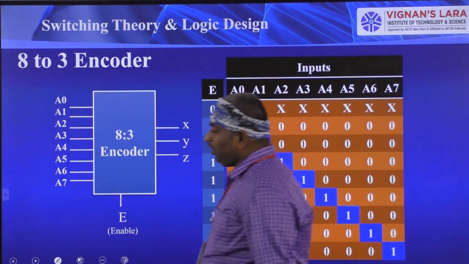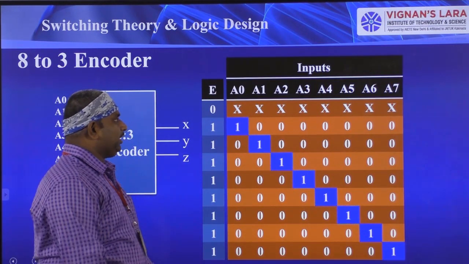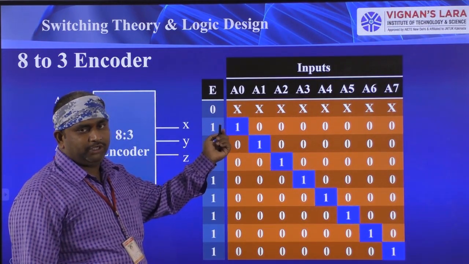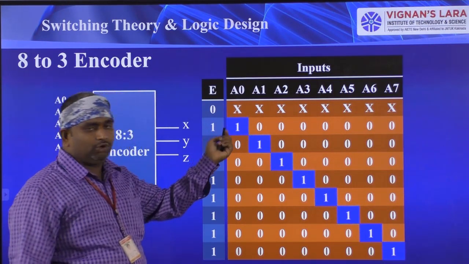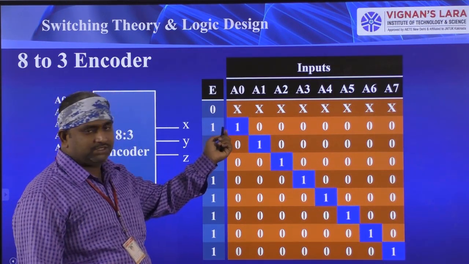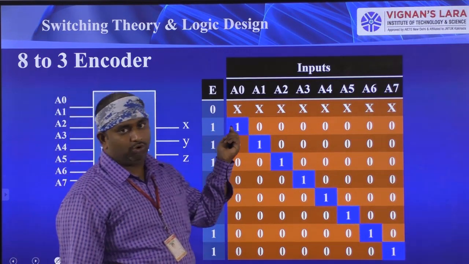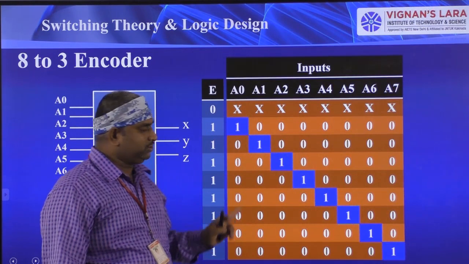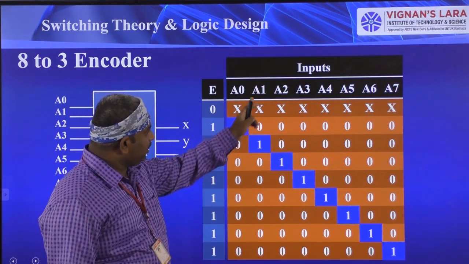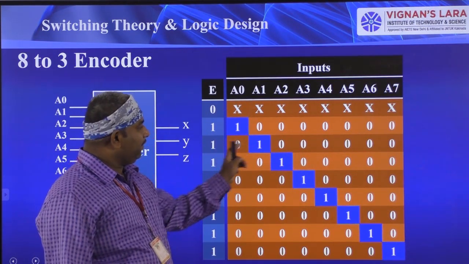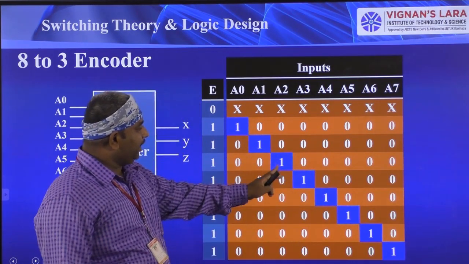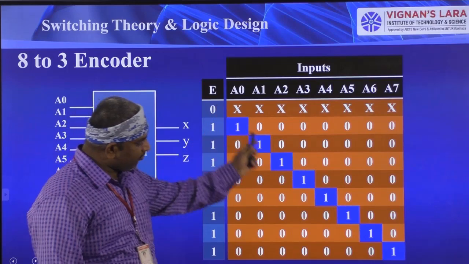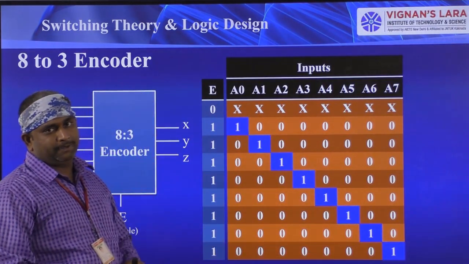So coming to the inputs of this 8 to 3 encoder, here 8 inputs are available. For each input combination, see here, A0 is equal to 1, I have represented with a blue color box with white color text that is equal to 1. So here 1 is there, and the remaining inputs are all zeros. Coming to next, A1. When A1 is equal to 1, the remaining inputs are all zeros. When A2 is equal to 1, the remaining inputs are all zeros. Okay. In the same way, I have represented all the 8 combinations.